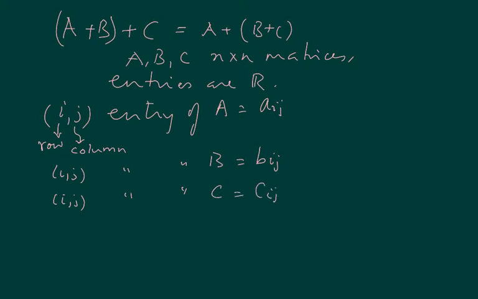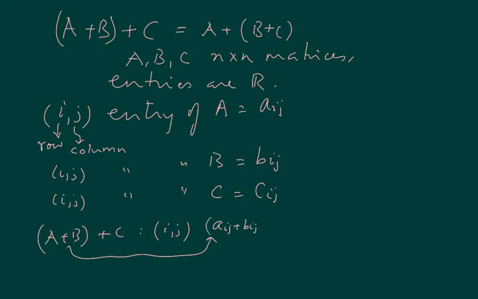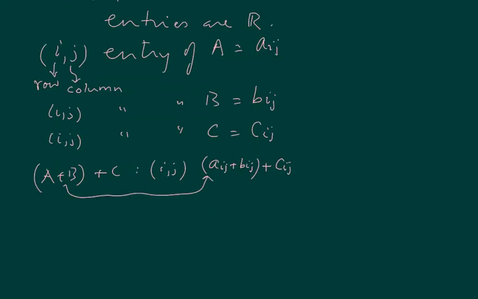And now let's look at the left side, (A plus B) plus C. If you look first of all at what you get in the ij position when you do A plus B first, you get aij, the entry in A, plus bij, the entry in B. You take that, whatever real number that represents, and add to that the entry in the ij position of this matrix C. And that's, of course, cij. So now you know how this is going to go.